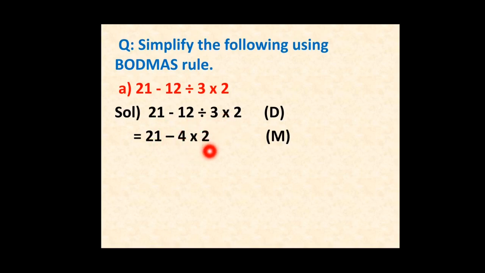After division, we get multiplication. Now multiplication is between 4 and 2. So 4 into 2 is 8. So here 21 minus as such, after multiplying we get 8. After D we got M, and then there is A. Now in this expression we don't have A, so we go to the next operation, that is subtraction. Now 21 minus 8 gives you 13. So your answer is 13.